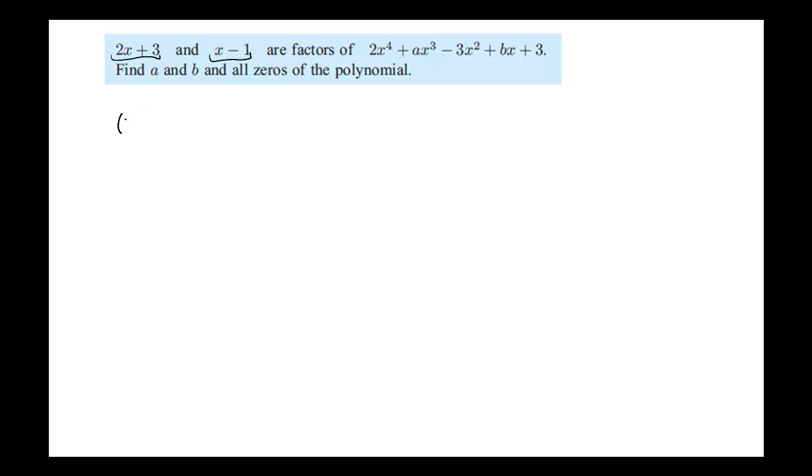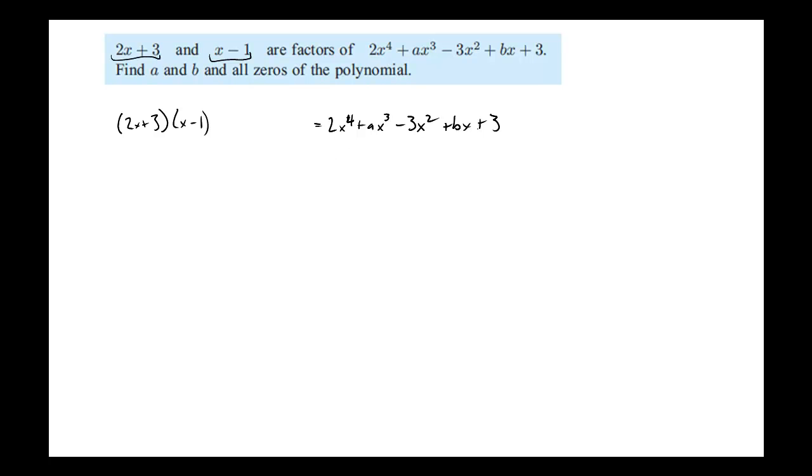Well, it means that 2x plus 3 and x minus 1 are roots. That means they multiply together, factors, I guess, so that I get that 2x to the fourth plus ax cubed minus 3x squared plus bx plus 3. All right, now I can go ahead and expand that if I want, but notice that I've got two linear factors here, okay, and I totally copied that down wrong. That should be a 4.